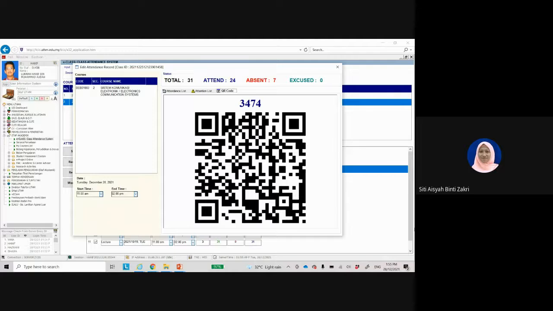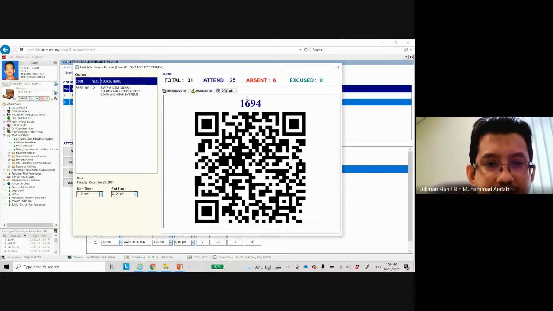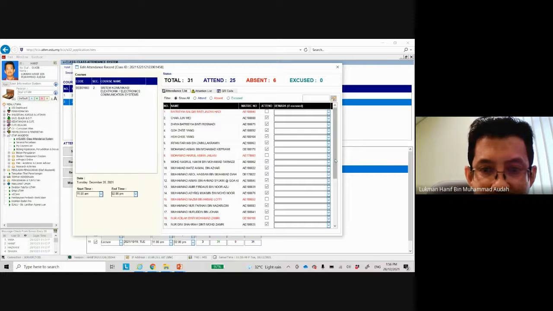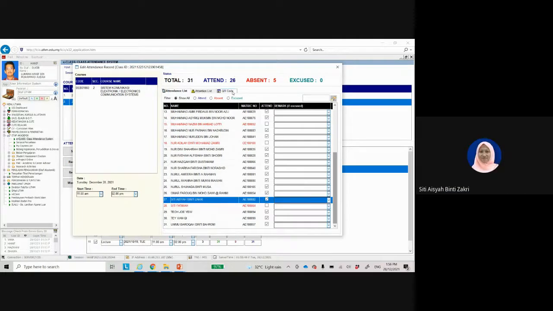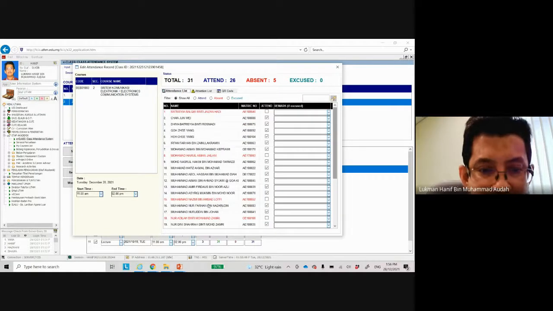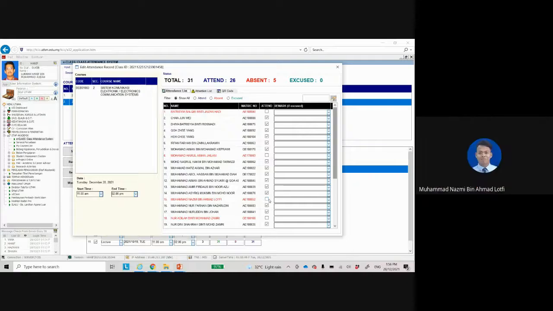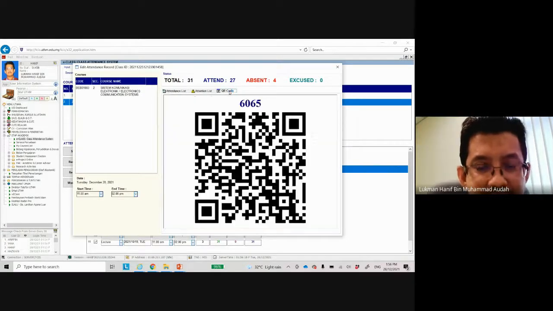Doktor, saya tak dapat scan. Siapa nama? Siti Aisyah. Oh, Siti Aisyah binti Zakri. Okay. Terima kasih doktor. Okay, sama. Doktor, saya pun tak boleh scan. Nama siapa? Nazmi, Doktor. Muhammad Nazmi Lutfi. Ya, betul, Doktor. Okay, sudah. Terima kasih, Doktor. Okay, sama.